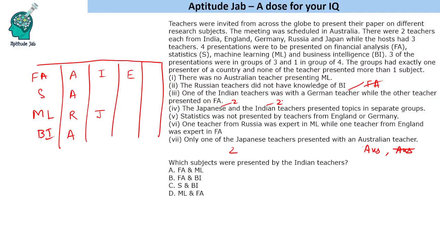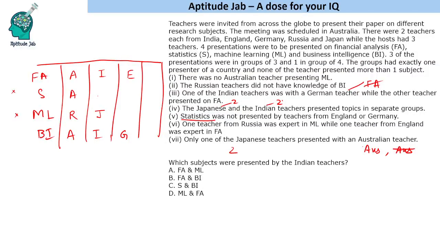So you cannot have India and Germany in the C. One Indian teacher is done, one Indian teacher has to be done more. So this cannot be India and Germany, because it is mentioned that statistics was not presented from England or Germany, right? So India, Germany cannot be here, because Indian and Japanese teachers presented separately, right? So you will have India and Germany in business intelligence.